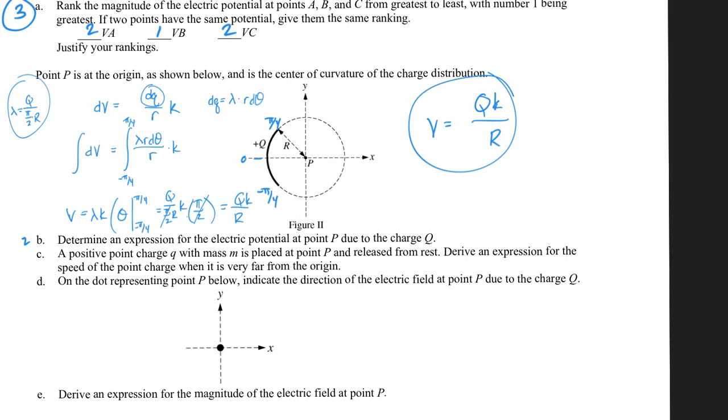Question C: a positive point charge Q with mass m is placed at point P and released from rest. Derive an expression for the speed of the point charge when it is very far from the origin. I am amazed that they gave this 4 points. That's just so much, because this is a conservation of energy question and not a particularly hard one.